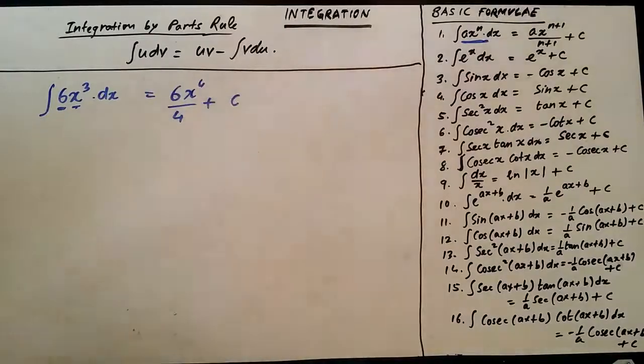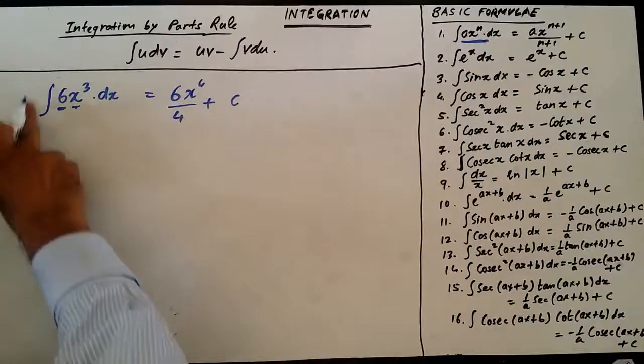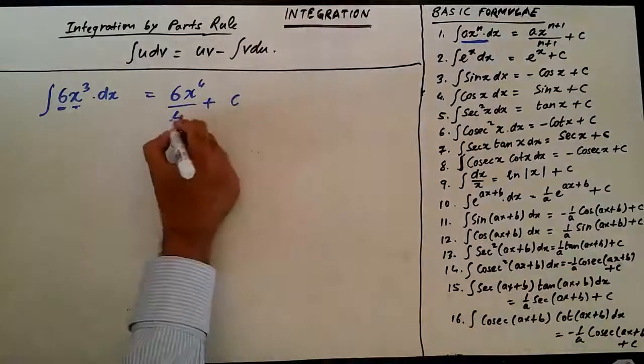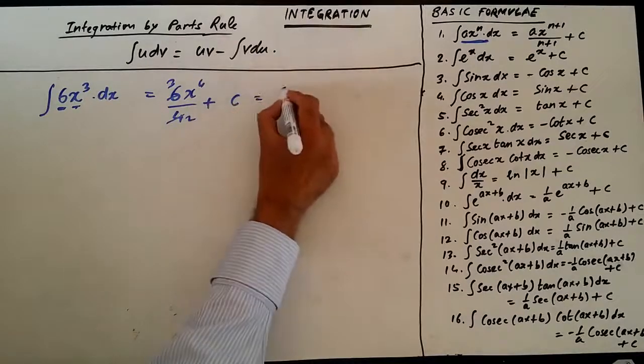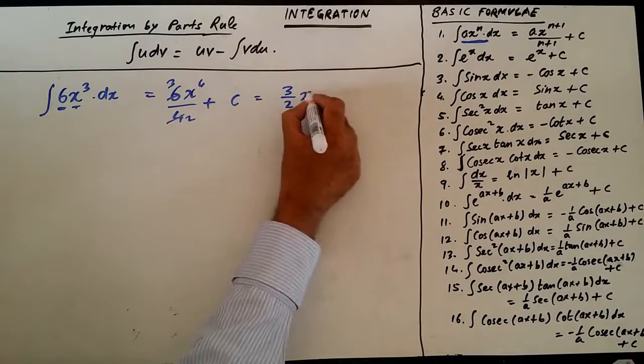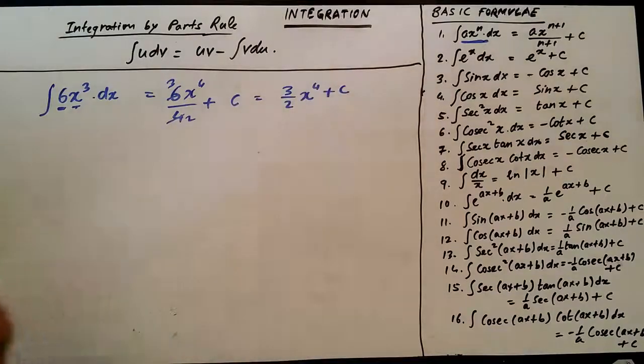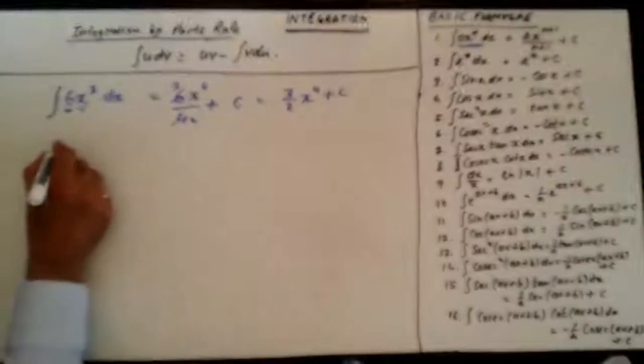And we add the constant of integration, which is c, because this is not a definite integration, it is an indefinite integration. Okay, so now we just have to simplify this. 2 2's are 4, and 2 3's are 6. So this becomes 3 by 2 x to the power 4 plus c. Okay, let's take another example.